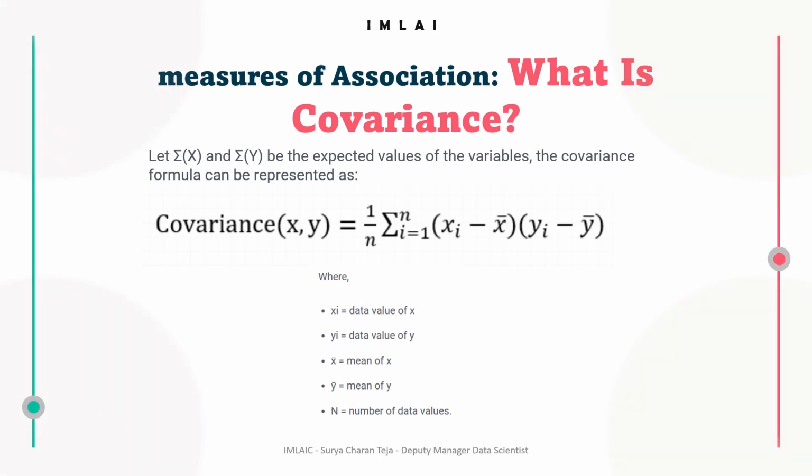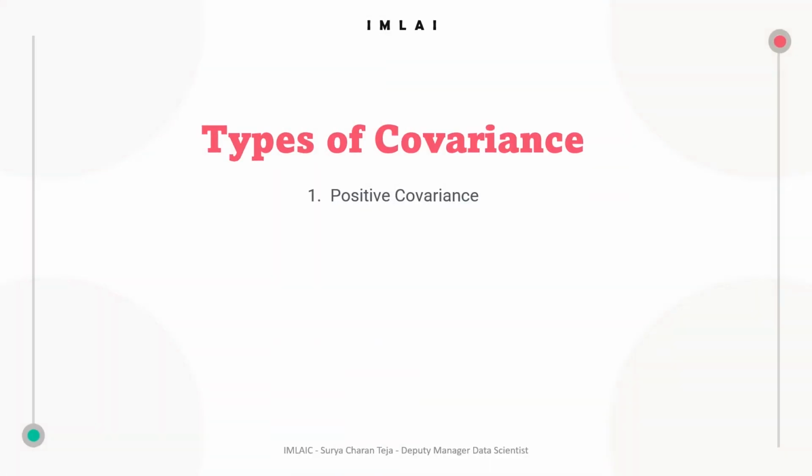So as we have seen what covariance is and how we calculate it, now it's time to look into the types of covariance. There are two types of covariance. Covariance can be either positive or negative, so it can be classified into two sorts based on this.